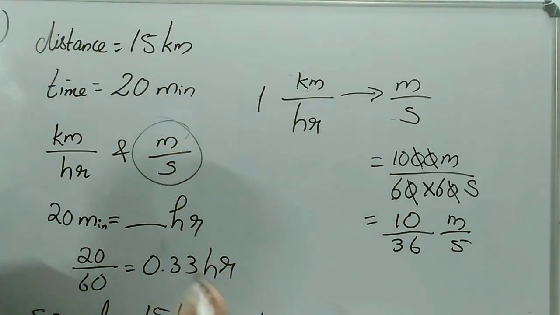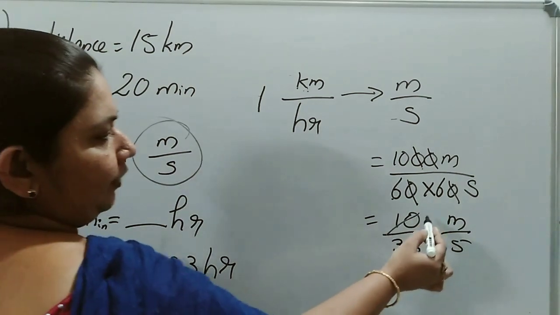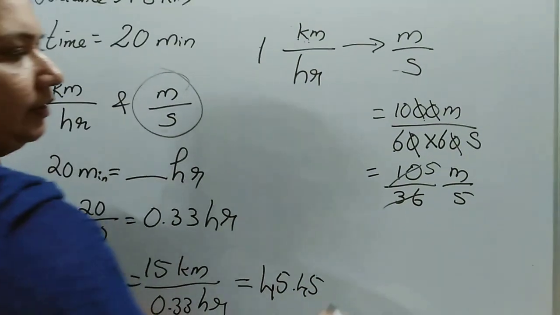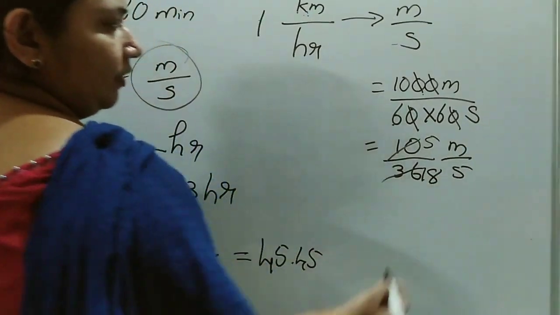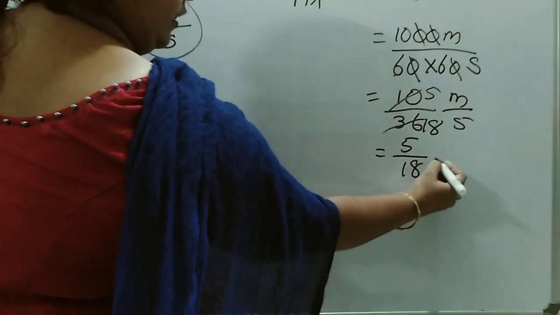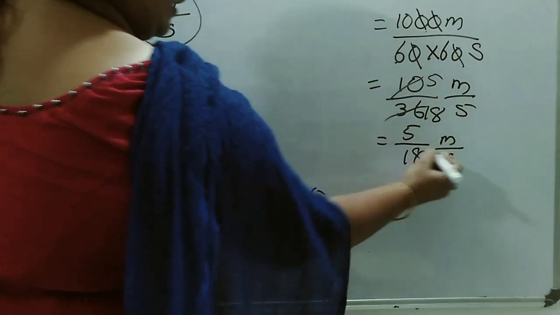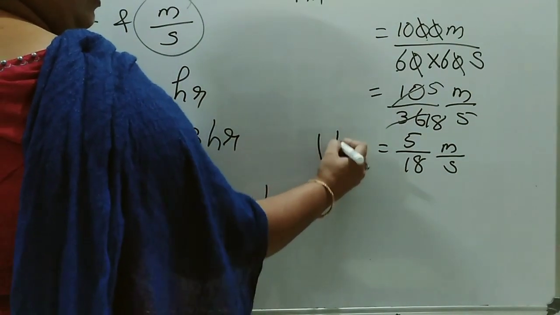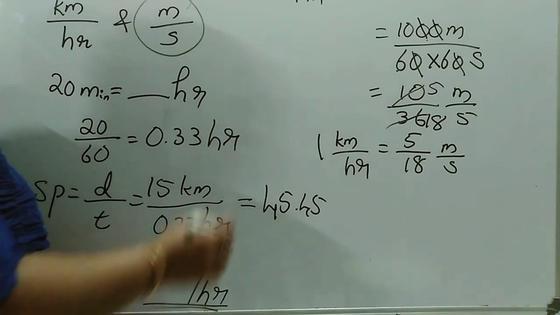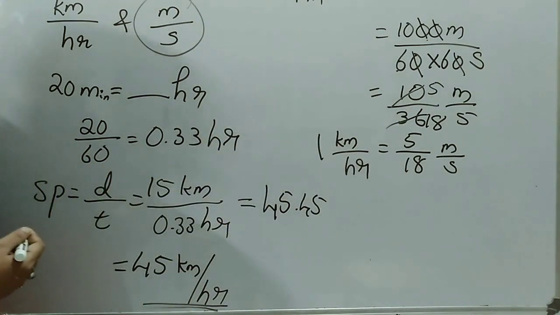Now I think we can again cancel. We can cancel by 2, divided by 2. So 5 2s are 10 and 36. How many 2s are there in 36? 18. So you will get 5 by 18 meter per second. So we got 1 kilometer per hour is 5 by 18 meter per second.